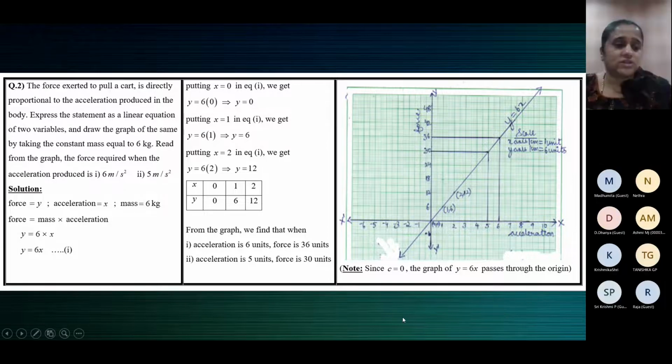Yeah, children. So you can see the question as well as the solution here. Please complete it. Since we have taken acceleration as x, the values of acceleration go along the x-axis, and force is y, so the values of force go along the y-axis. Please complete the graph also.